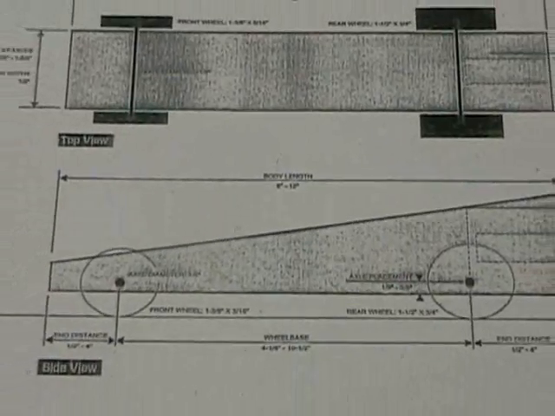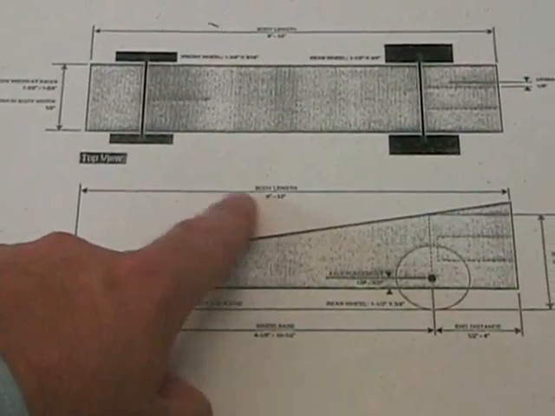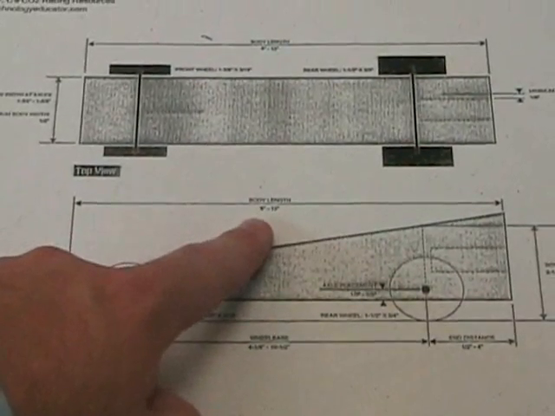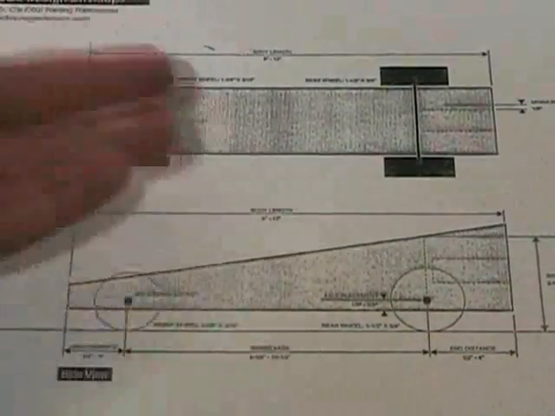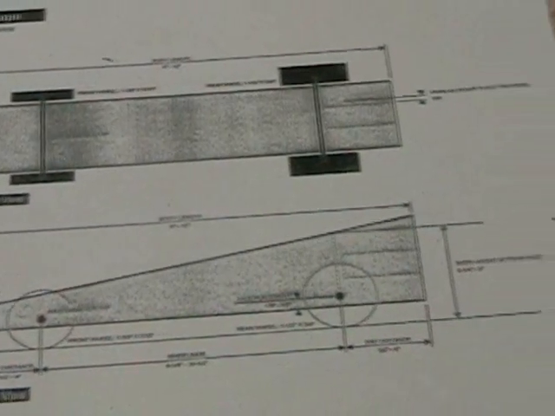Now, looking over to the total car length, that's indicated by this measurement right here. That needs to be between 8 inches and 12 inches. So it can be as short as 8 inches or as long as 12 inches or anywhere in between. There's a couple other critical components here.